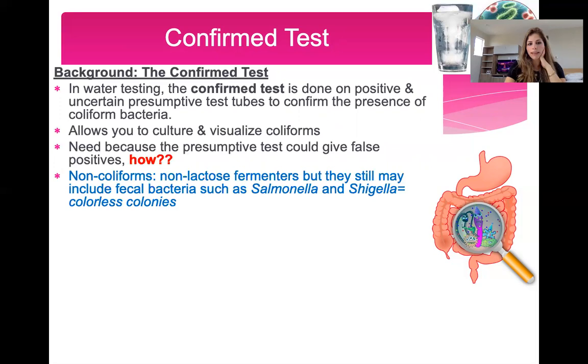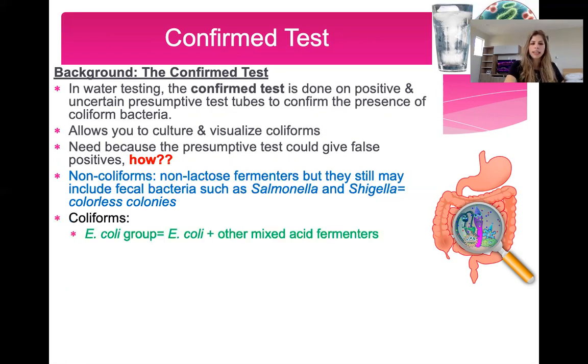So we're going to talk about the confirmed test, but I want to give a little bit of background. So non-coliforms are non-lactose fermenters, but they could still be fecal bacteria. So there are fecal bacteria, meaning bacteria in your feces, that don't ferment lactose, they ferment other things. So just know that when they grow on EMB agar, they're colorless colonies, but they're still fecal bacteria. So not all fecal bacteria are coliforms, but a majority are.